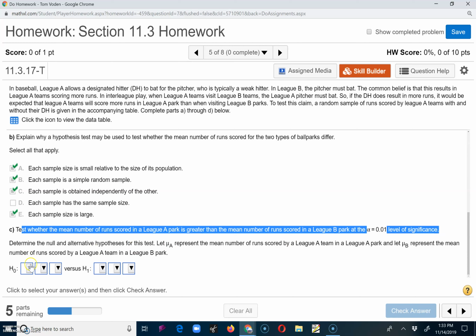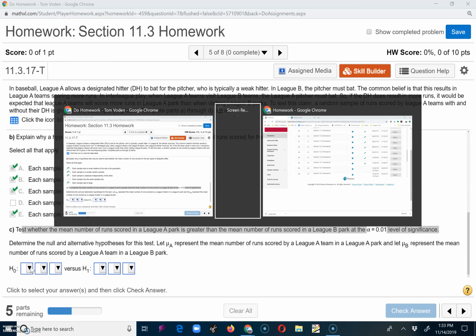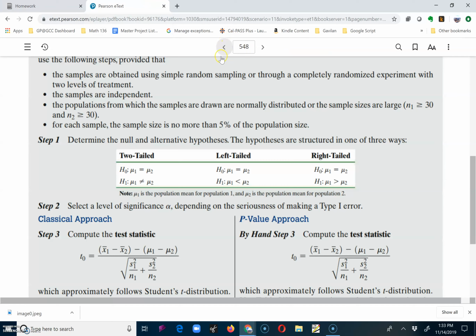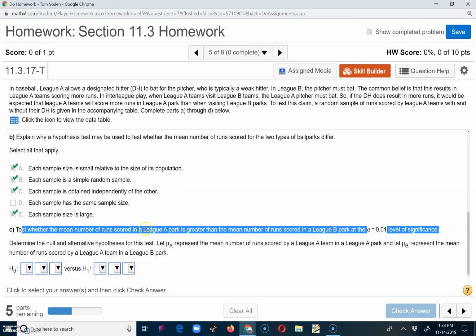So in this case, for the null hypothesis, we're in the scenario of 11.3, which is an independent sample scenario. In the textbook, it shows up on page 548, and they give you the three possibilities for the test types. Your null hypothesis is always the boundary of the alternative hypothesis, which is to say the null is that the two means are equal. And then the question is whether we're looking at a one-tailed test or a two-tailed test. In this case, we're asked whether the mean for League A is greater than the mean for League B. That's a one-tailed test.